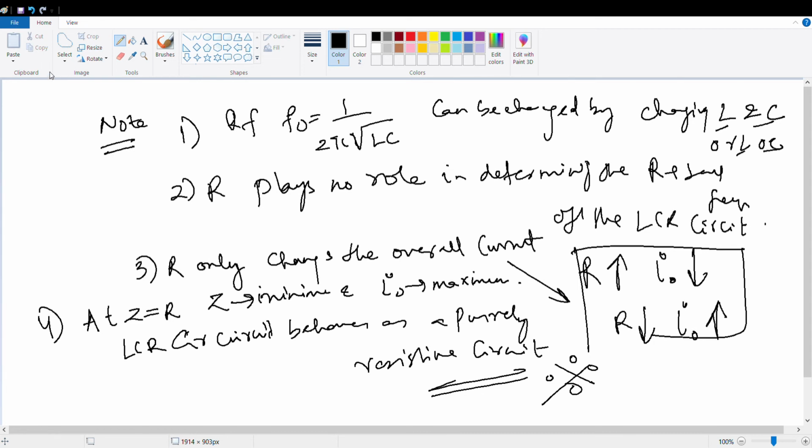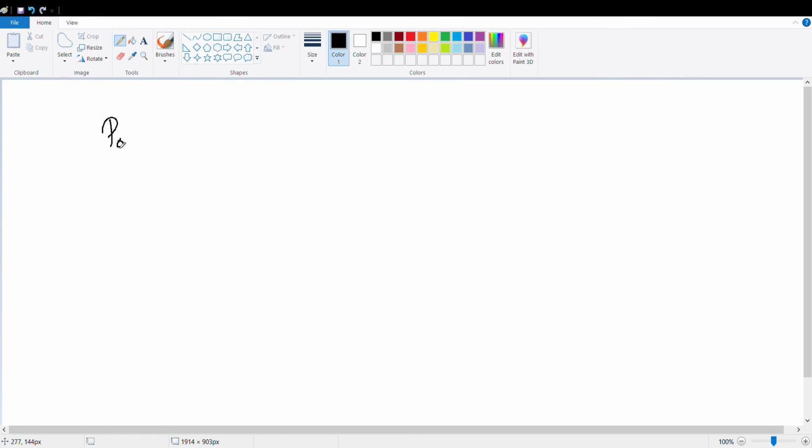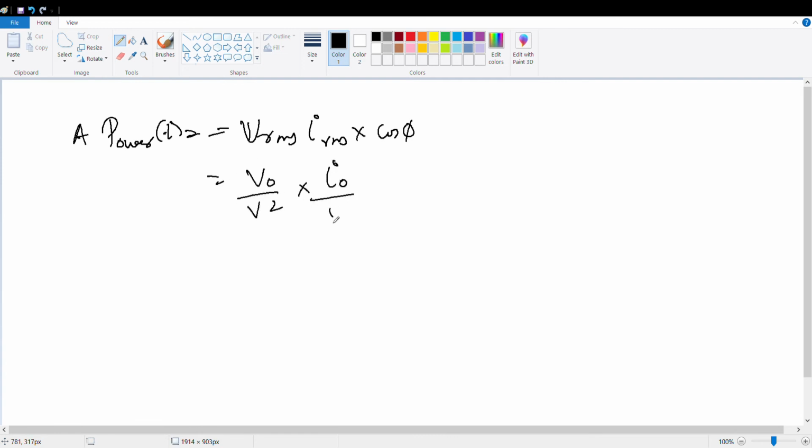And the final point is at resonance. What about the power? Average power. Your average power will become Vrms into Irms into cos phi. What is Vrms? V naught by root 2. What is Irms? I naught by root 2. And what is cos phi? Obviously, when Z equal to R, your phi is 0. So cos phi is 1.